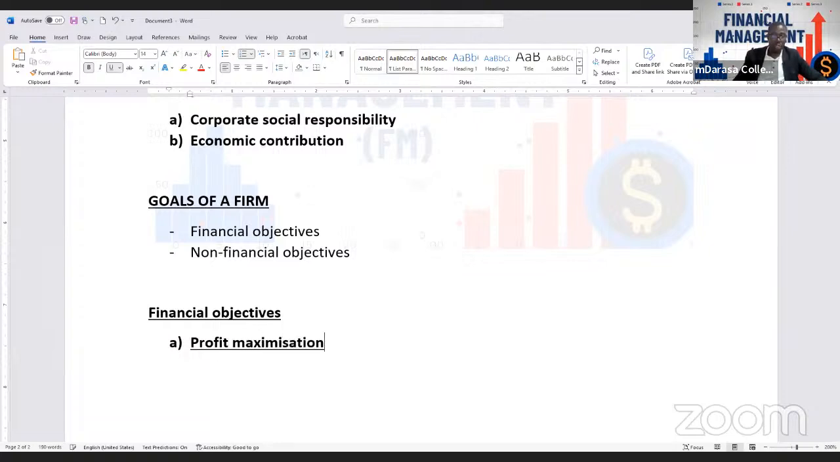Profit maximization. This is very key. I believe we have these notes. The same case, of course, can always be shared, but I'm confident that we have these notes.